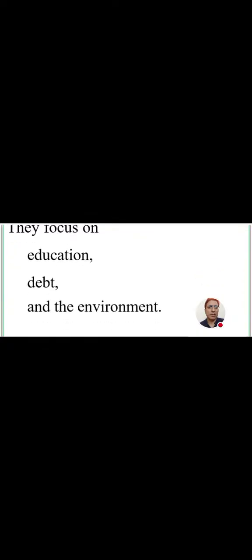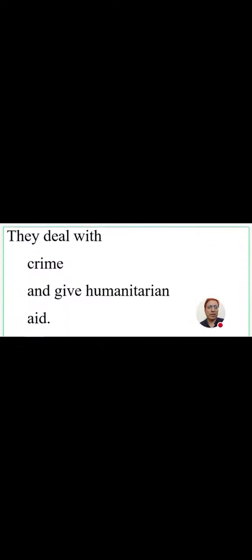They work on tourism, they work on labor, they work for gender equality, and they focus on education. Some of them focus on environment, and these international organizations deal with crime and give humanitarian aid, and they also give help in civilian crises. They improve telecommunications, and they work for the advancement of science, and they study globalization and its effects. They also work on immigration and refugees.